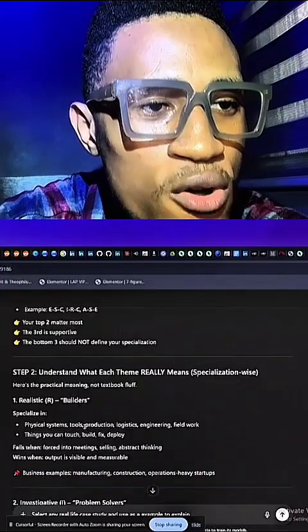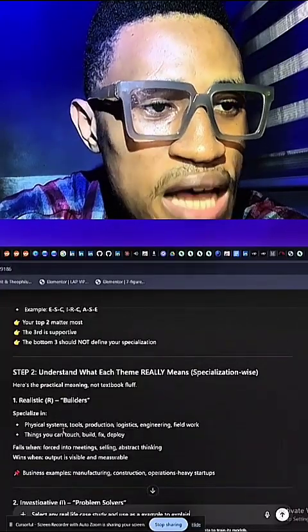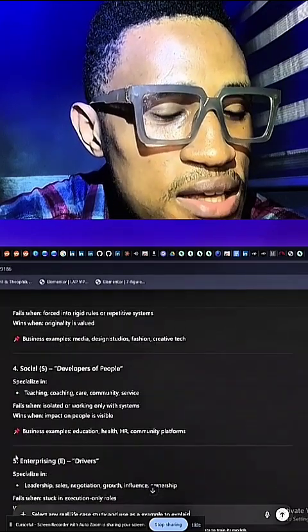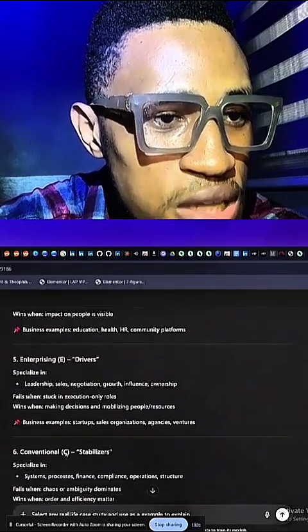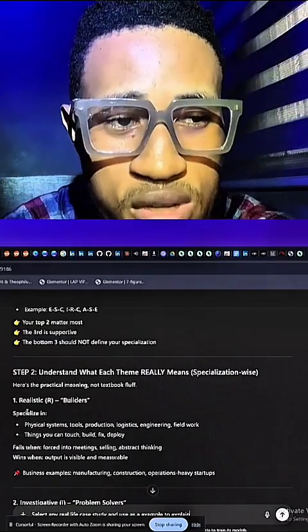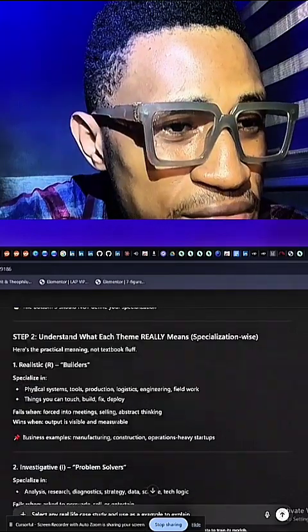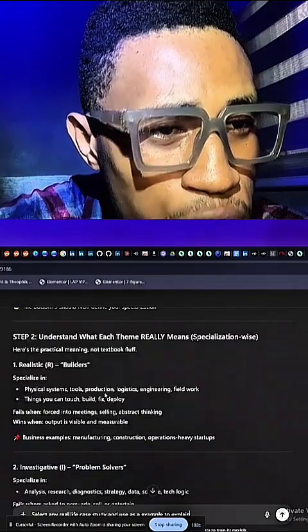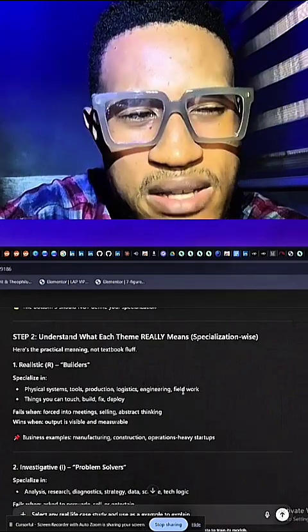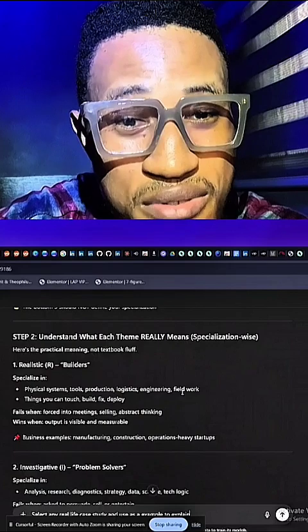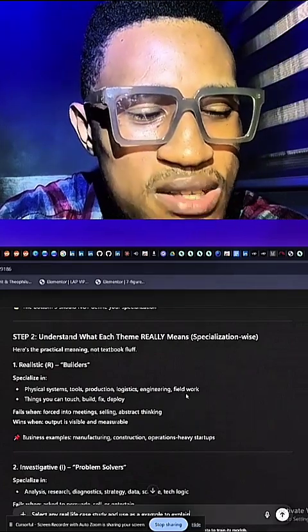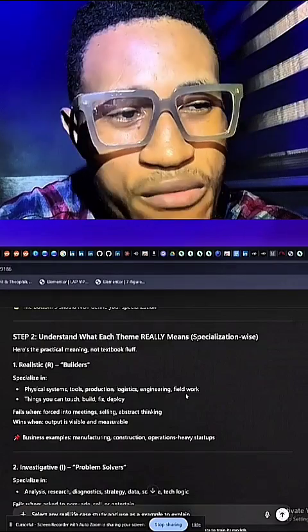Now step 2, understand what each theme really means. So like I said, the themes are realistic, investigative, artistic, social, enterprising, and the last one is conventional. For realistic, when understanding this, try to mix it with yourself and see if there's any synergy. Specialize in physical systems, tools, production, logistics, engineering, field work. And now I look at myself, I ask myself, am I a guy that loves physical systems, tools, production, logistics, engineering, field work? And I tell myself the truth, I'm not this kind of guy that loves real field work, to be very honest. I don't love physical things.